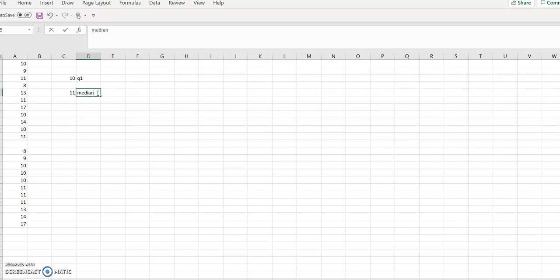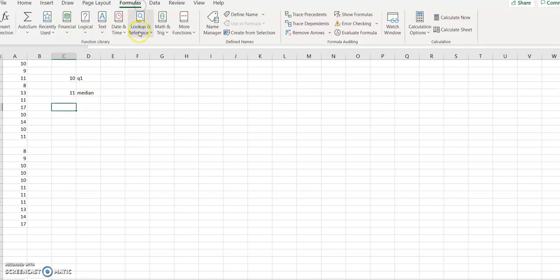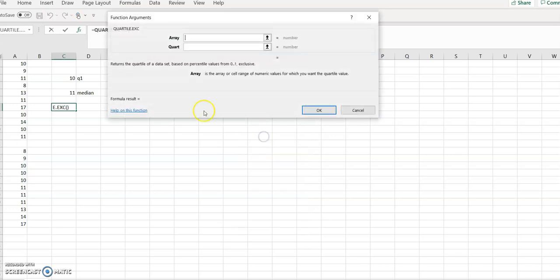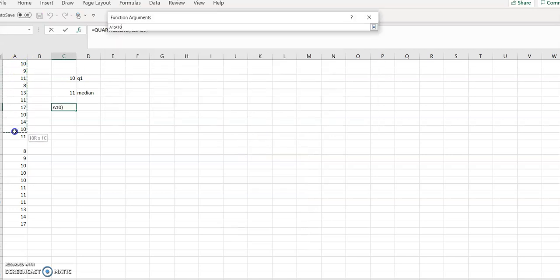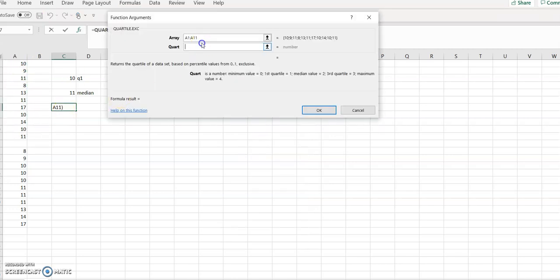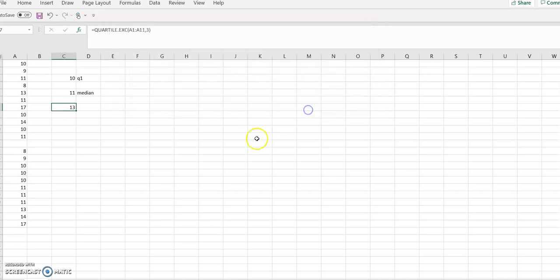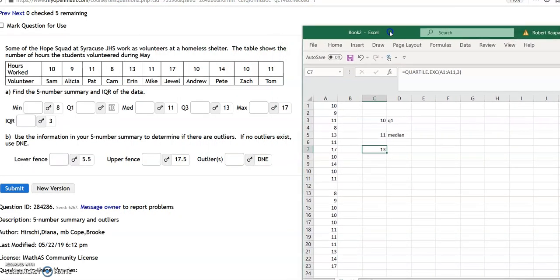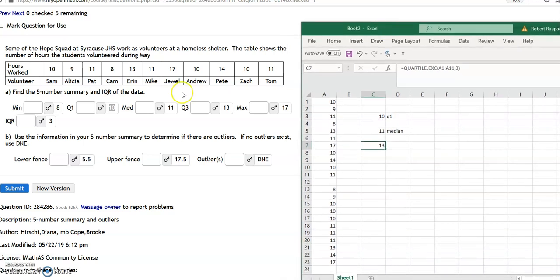Median and Q2 are the same thing. You could have gone to quartile just as we did and entered 2 for the quartile, and it gives you the same answer. And then for Q3, you do the same thing as for Q1: select the array and enter quartile 3, which is 13, as we already know. All right, so that's how you do it by hand and how you do it in Excel.